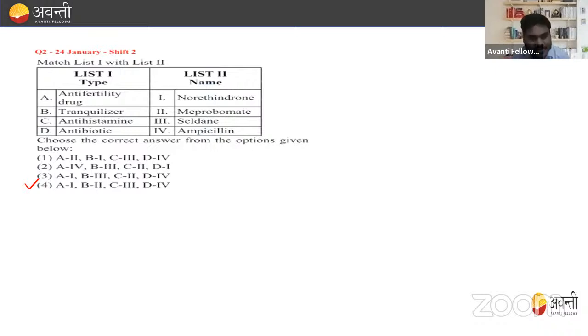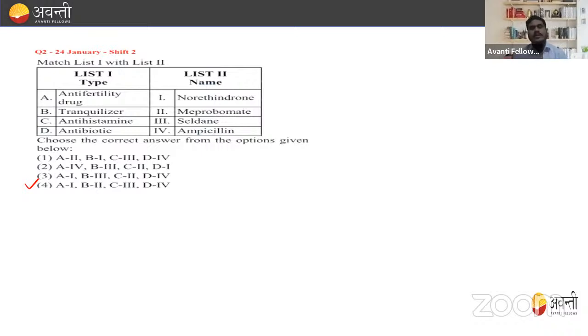Example of anti-fertility drugs is norethindrone. Example of tranquilizer is meprobamate. And the antihistamine drug is seldane. Antibiotic is amoxicillin. Okay, let me discuss the drugs one by one with you, because some questions may come asking what tranquilizers are, what anti-fertility drugs are, what antihistamines are, what antibiotics are.